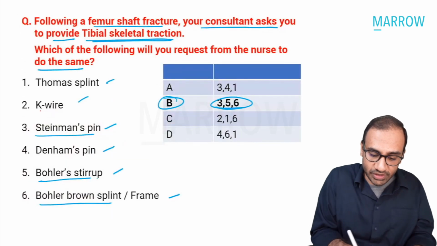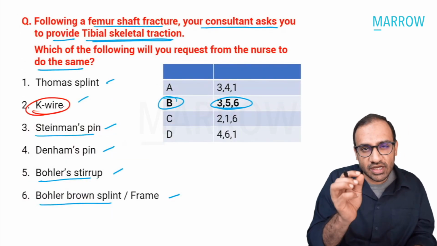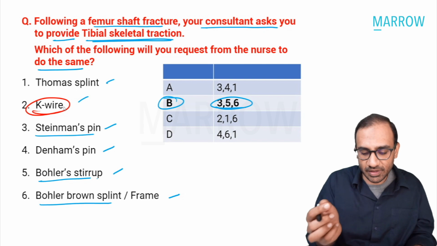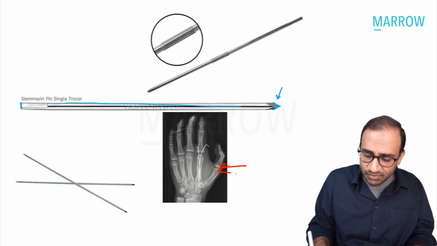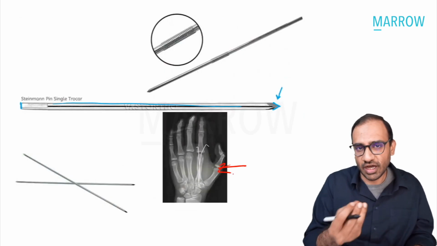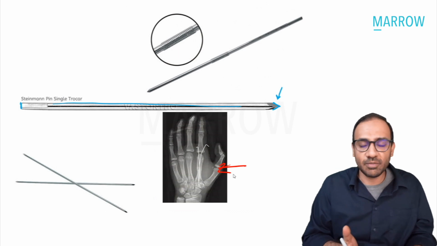Obviously, you will not use K-wire because Kirschner wires are very thin wires, 2 millimeters, 4 millimeters. They are used for small bone fracture fixation of tubular bones like phalanges, metacarpals and metatarsals.